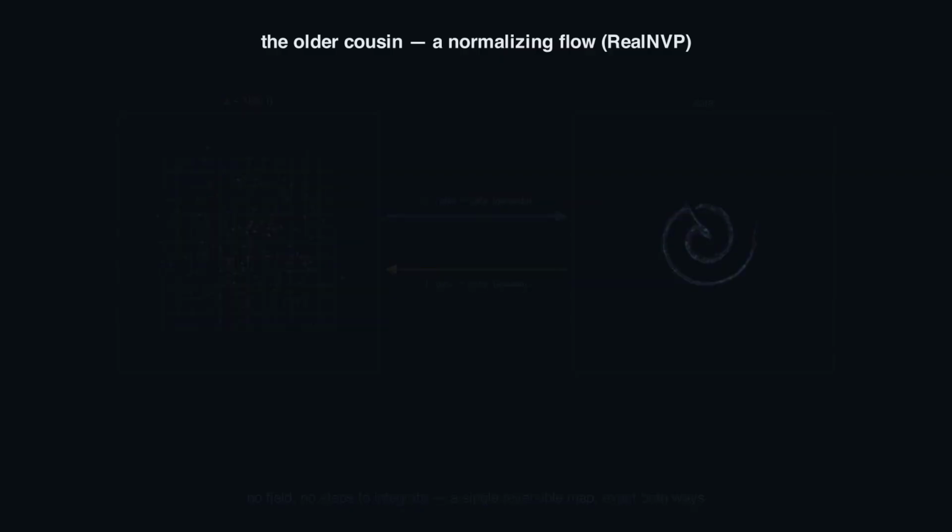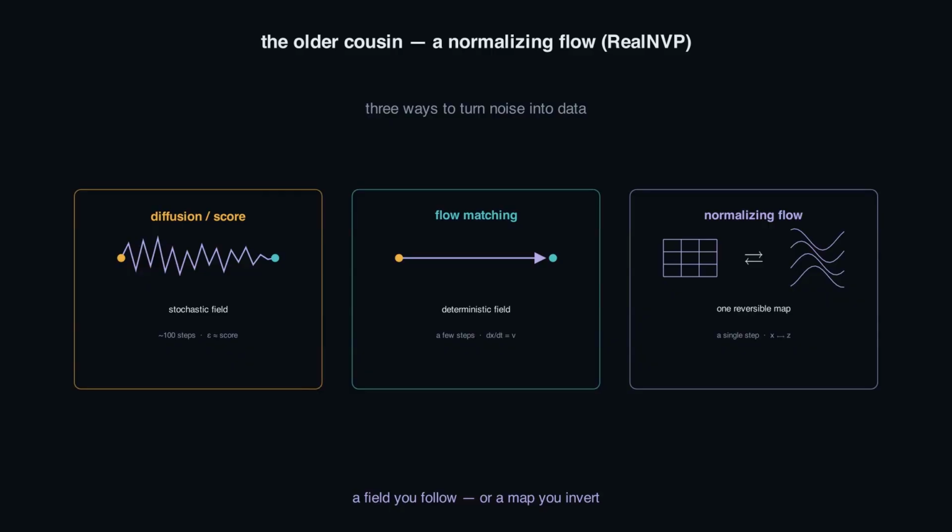So step back. There are 3 ways to turn noise into data. 2 of them learn a field you follow, diffusion and flow. The third learns a map you invert. Same goal, reach 3 different ways.